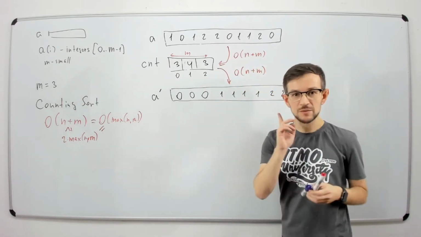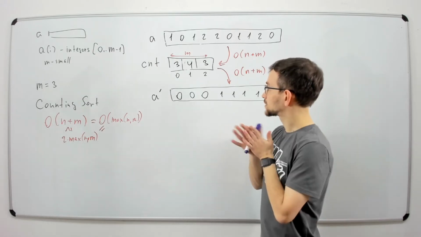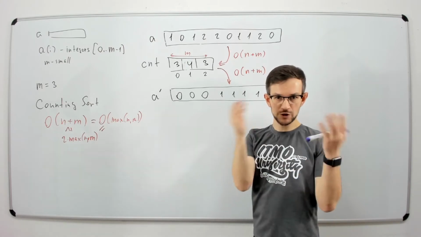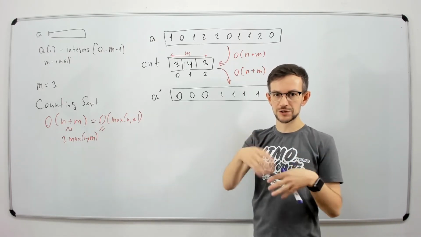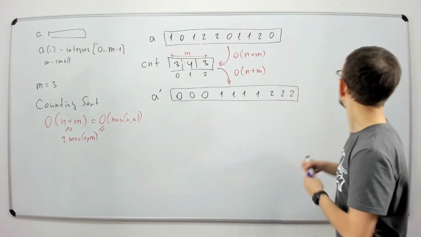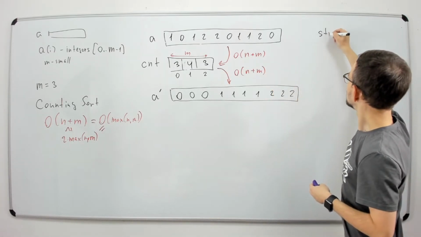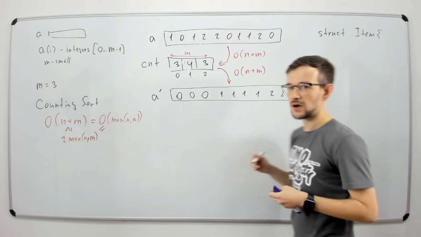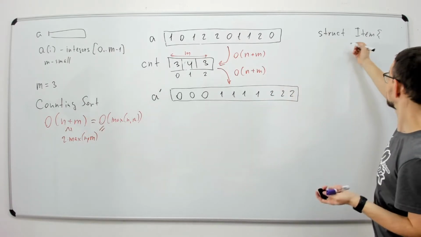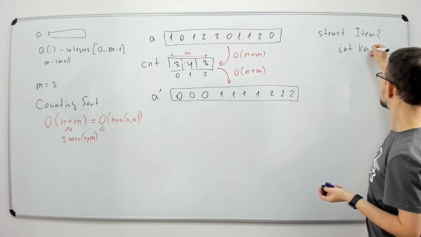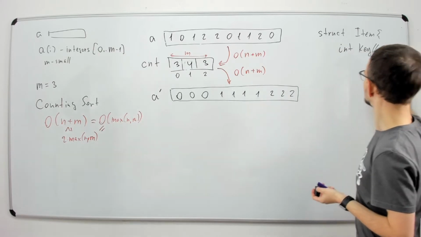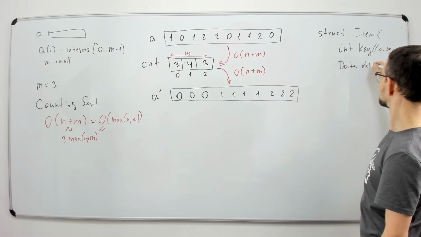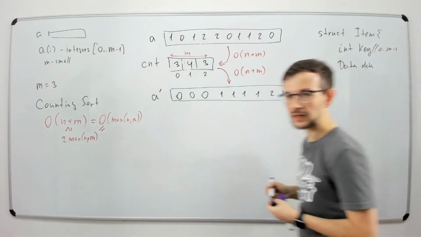Yeah. Let's improve the algorithm a little bit. So what happens in real life? In real life, you usually sort not integers, but some objects. So each object has a key, which is an integer. So, for example, you have structs, some item, and the struct has some key. You have an int, which is from 0 to m minus 1, and some data. Something like this.